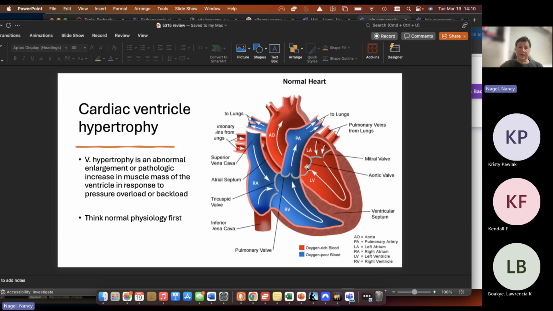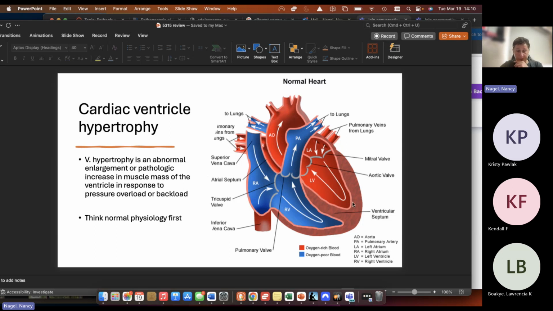So if you have a decreased stroke volume, that's your cardiac output, okay, then your heart is going to have to beat faster to make sure that your blood is perfused, or your body's perfused. So one of the symptoms of left ventricular hypertrophy may be a tachycardia rhythm as your body tries to compensate for that inability to get that good stroke volume.